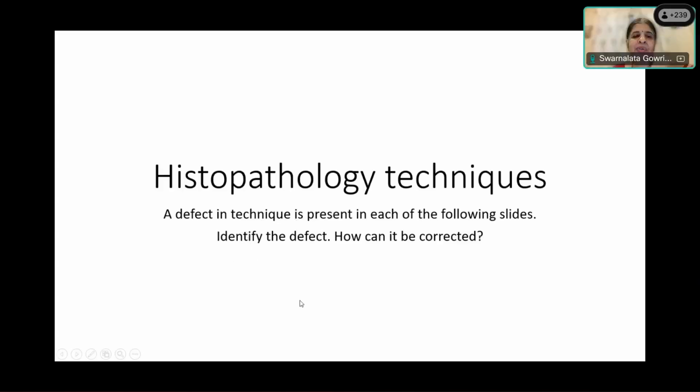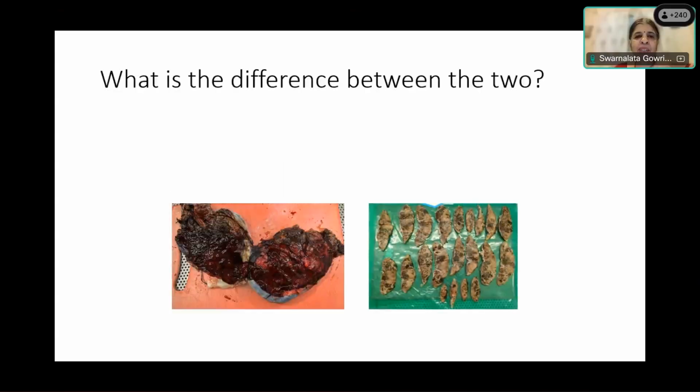So this is going to be like a fun thing. I have with me the names of 5 students who have volunteered. Basically, there is a defect in technique in each of the following slides that I'm going to show you. What you need to do is identify the defect and say, can it be corrected? Is it possible? And how do you correct it? Okay, so we go to the first one, which is this.